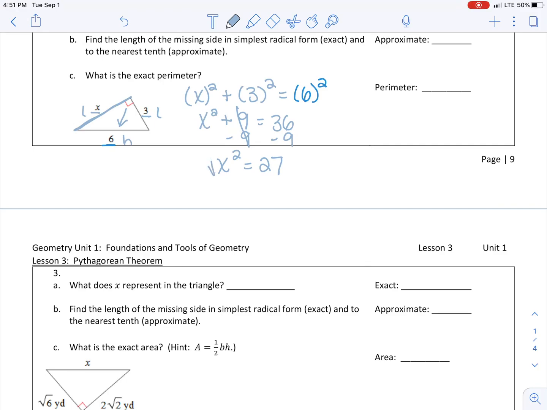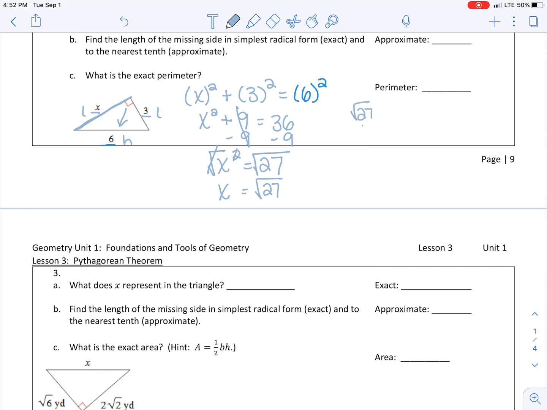So if I take the square root of 27, just like I did before, I get x equals. Now, 27 is not a perfect square, so it's not going to give us a whole number. We actually have to break that down. So x is going to be equal to the square root of 27, but we have to break down the square root of 27, so I'm going to do that over to the side.